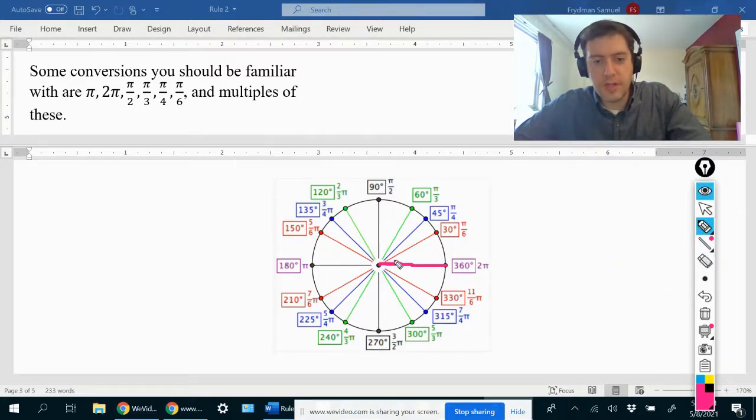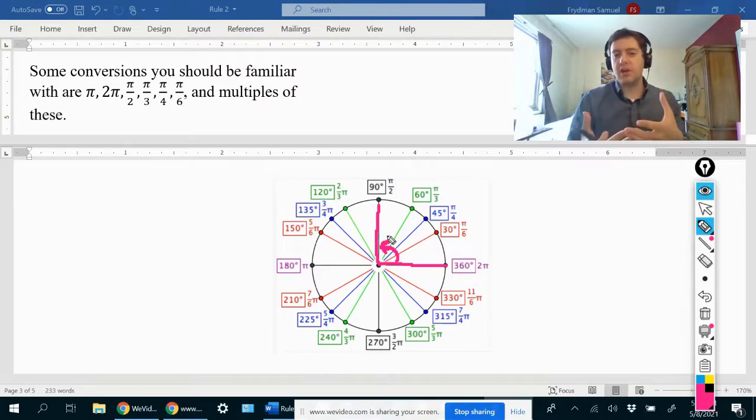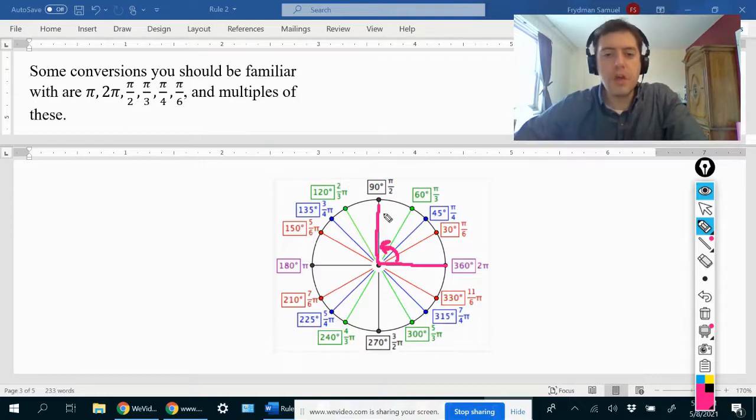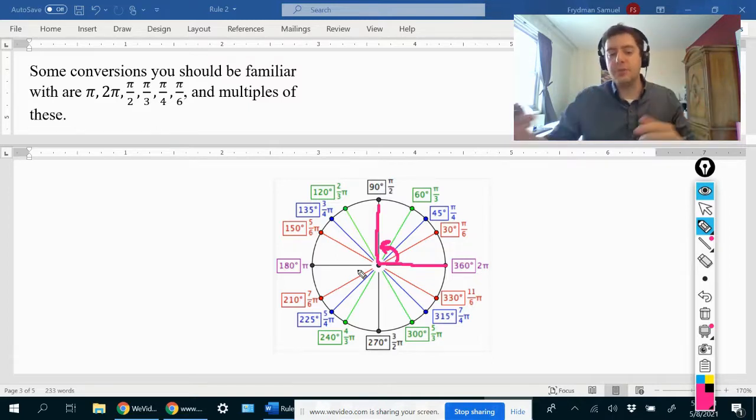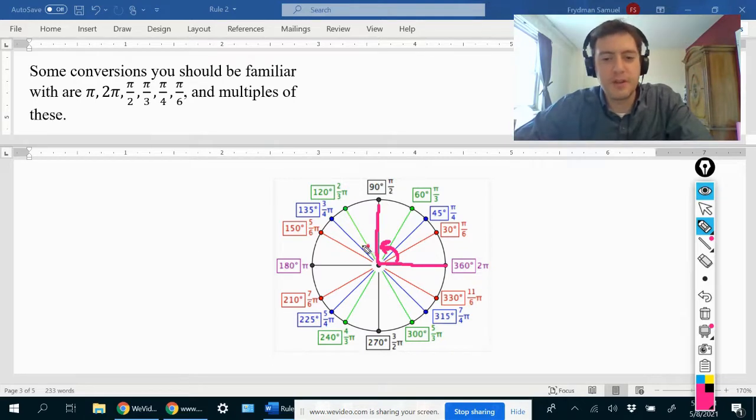So the rotation from here to here would be 90 degrees, or pi over 2 radians. And now that we have a fraction, let's start talking about multiples. So if pi over 2, or another way of saying that, 1 pi over 2, is 90 degrees, then 2 pi over 2's, or 2 pi over 2, should be 180 degrees.